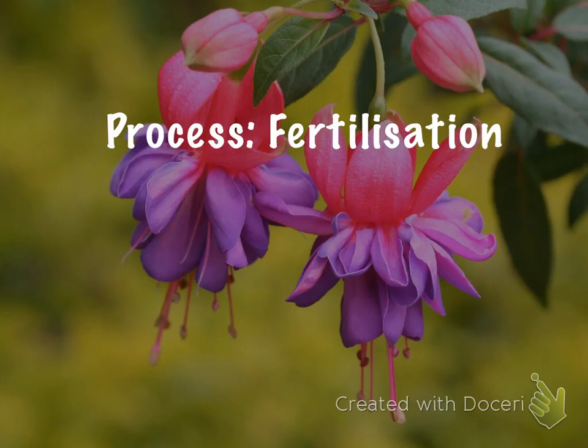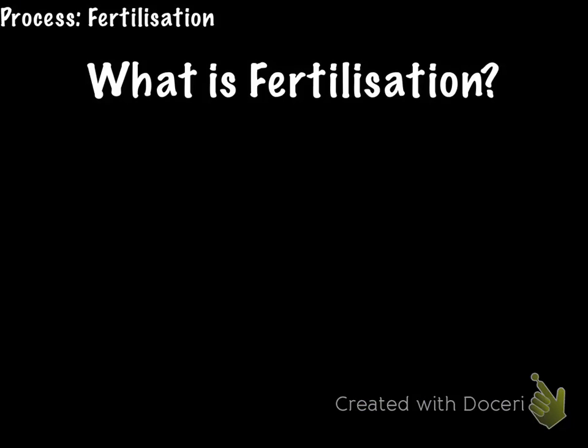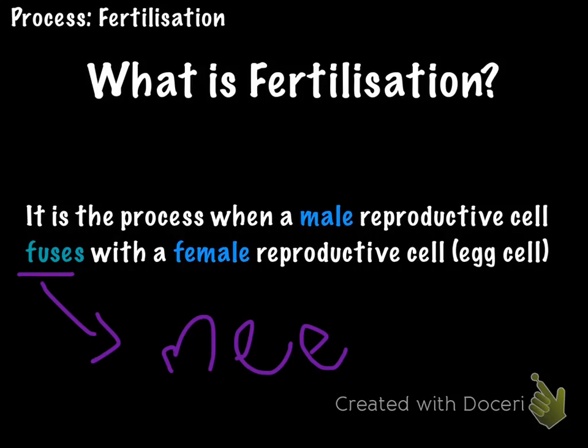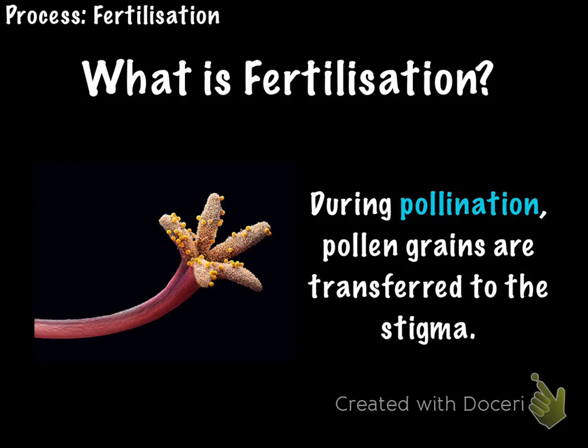Now, let us go through what is fertilization. Okay, fertilization is the process when a male reproductive cell fuses with a female reproductive cell, also known as the egg cell. Fuses here, in simpler terms, is meet. So when the male reproductive cell meets the female reproductive cell, this is what we call fertilization. Now, let me tell you in detail, okay?